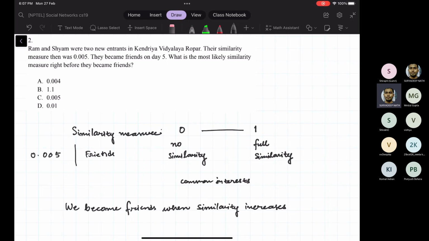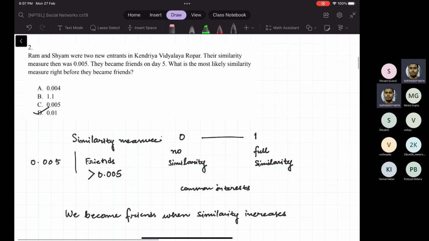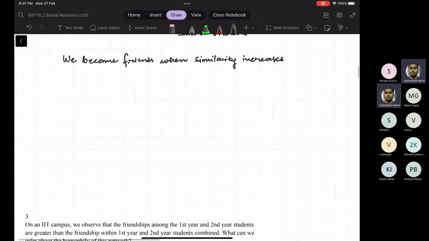So here the similarity measure would definitely be greater than 0.005. And like I told you, the similarity measure lies between 0 and 1. So something that is greater than 0.005 and less than 1. There is only one option of that kind. So option D, 0.01, is the correct answer. Is there any doubt, or shall I move on to the next question? All right, then let us proceed to the next question.